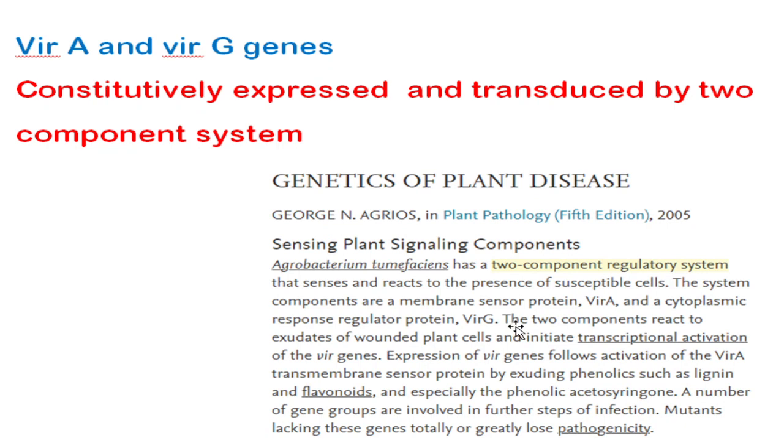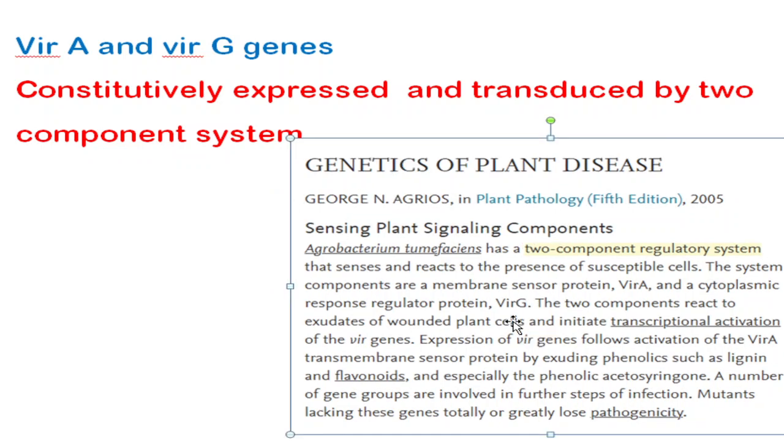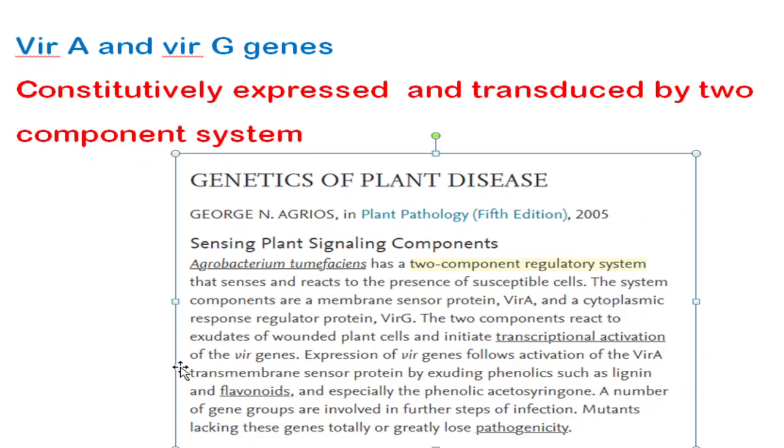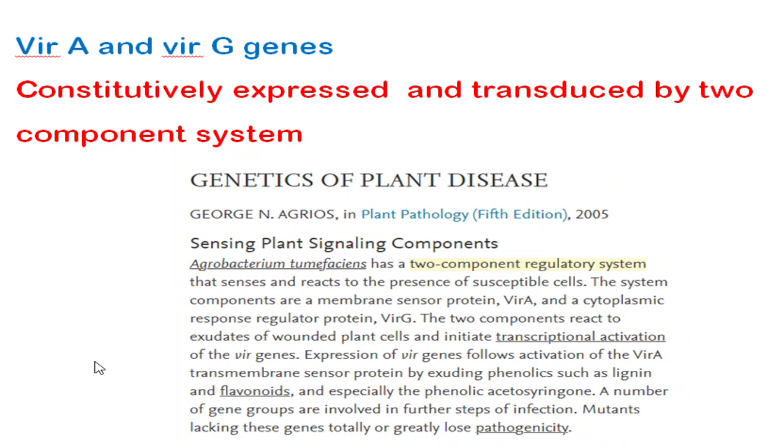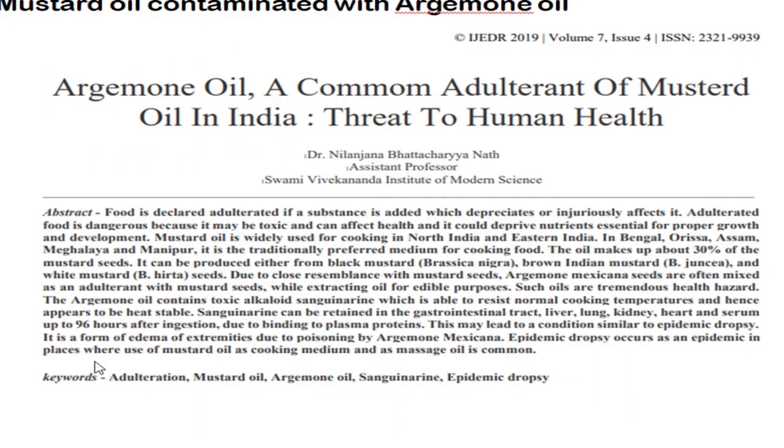This two-component system I just mentioned includes VirA, which is a membrane sensor protein. The second component is VirG, which is a cytoplasmic response regulator protein. Both together form a two-component regulatory system, and they will be activating the other vir genes. So they are continuously expressed and they are transduced by a two-component system.